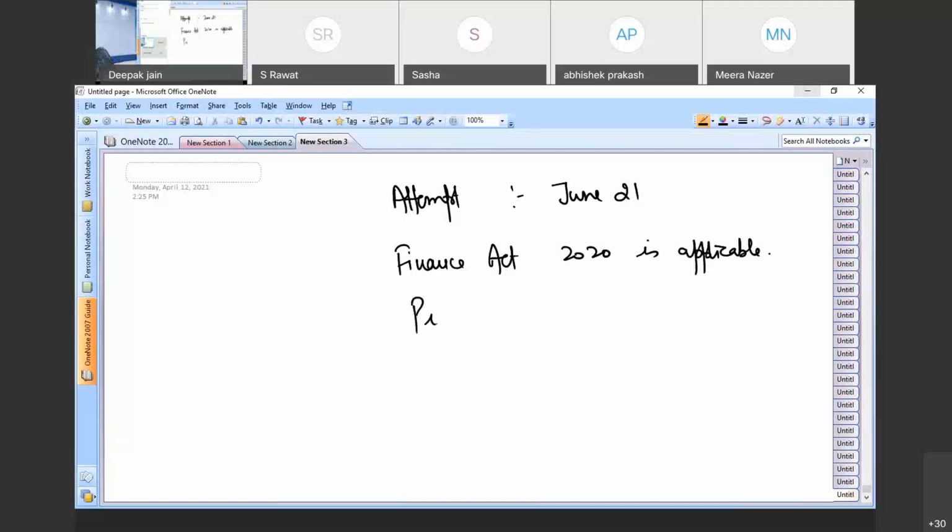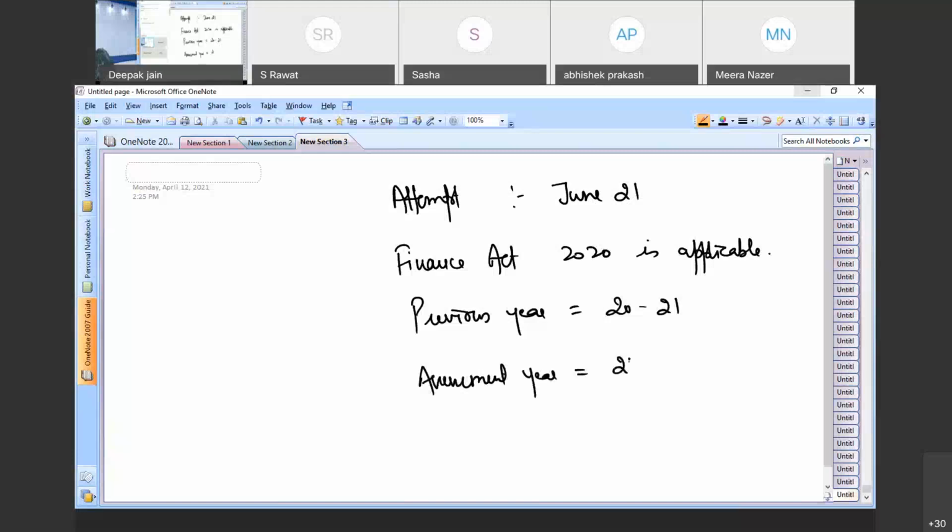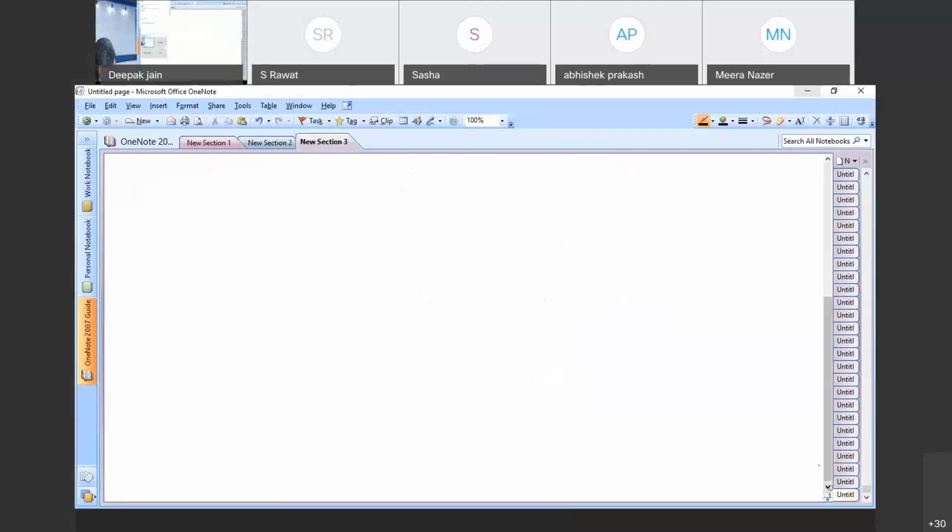Previous year 2021, assessment year 21-22. So as far as the June attempt is concerned, Finance Act 2020 is applicable. Previous year 2021, assessment year 21-22. I hope you are getting the issue. You know the previous year and the assessment year? Yes, sir.